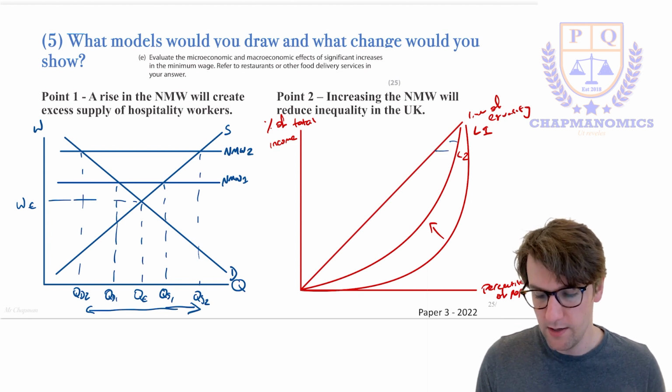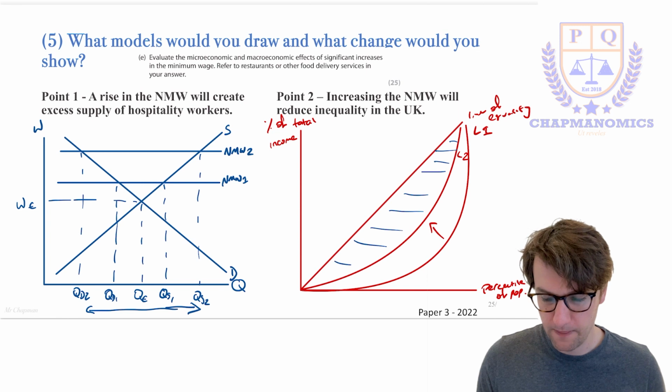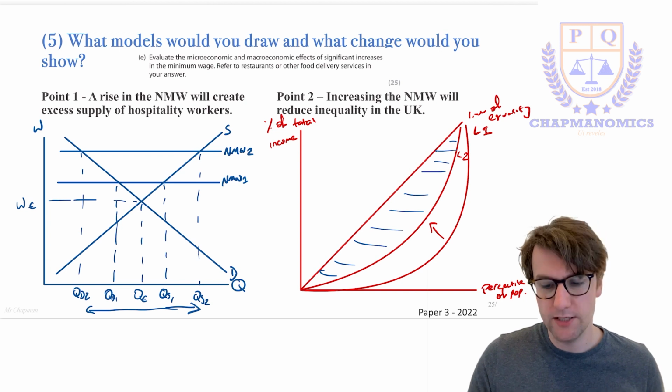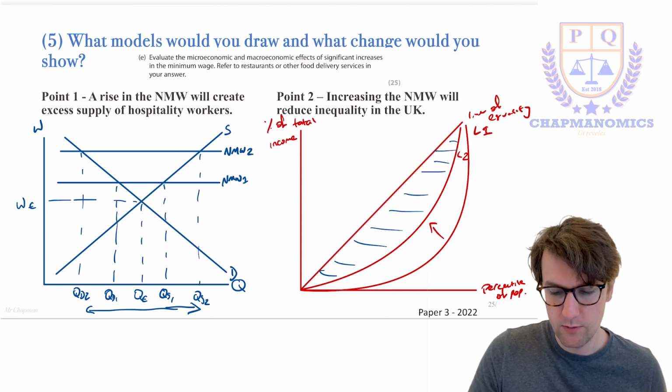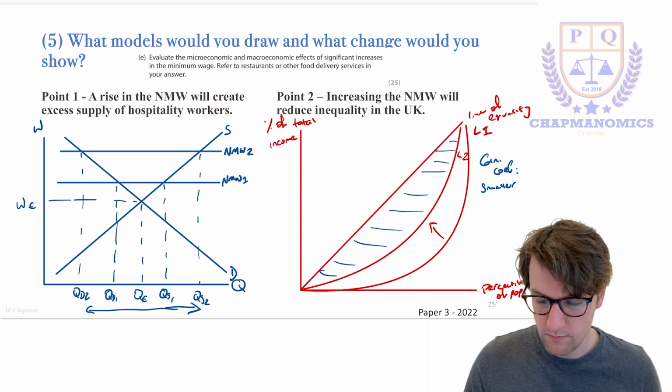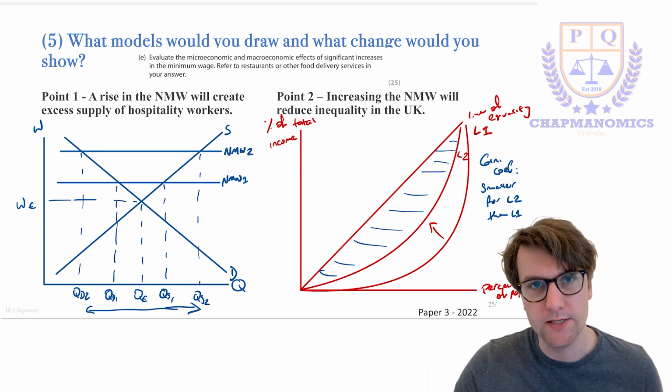And if you remember, the gap between the curve and the line of perfect equality, if you integrate it, for those mathematicians out there, you end up with the Gini coefficient. So therefore, we can talk about our Gini coefficient is smaller for L2 than L1. And that's what is representing that change.